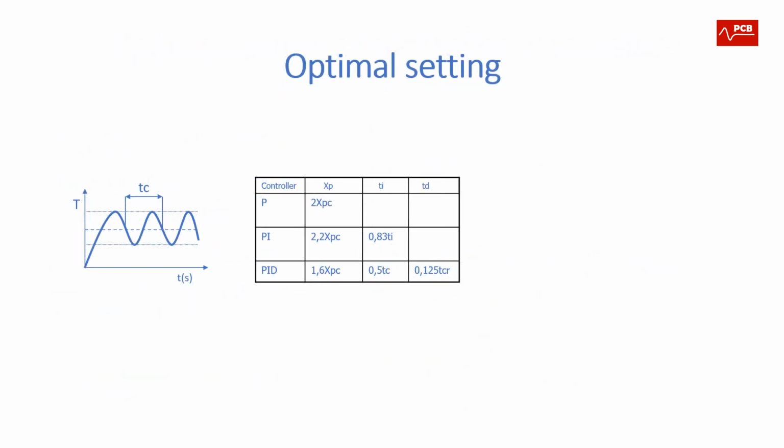So if we know this critical oscillation time and the critical value of proportional band, we can find in this table what should be the optimal parameters for different types of controllers.